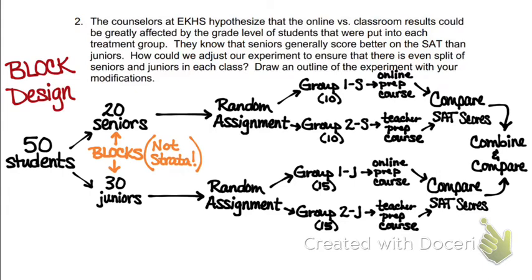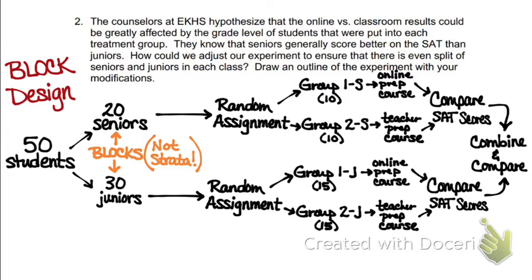What about this third one down here? It says the counselors are now worried that a student's GPA is certainly going to affect their SAT score. If we narrow it down to just the juniors, how could we try to control for GPA score? Does anybody have any thoughts? How can we control the GPA score?